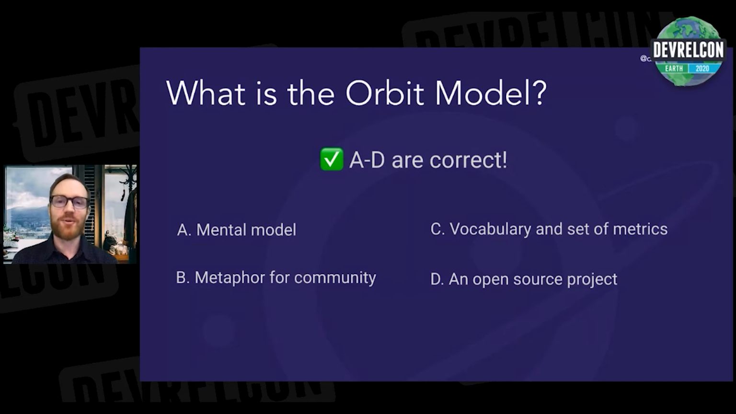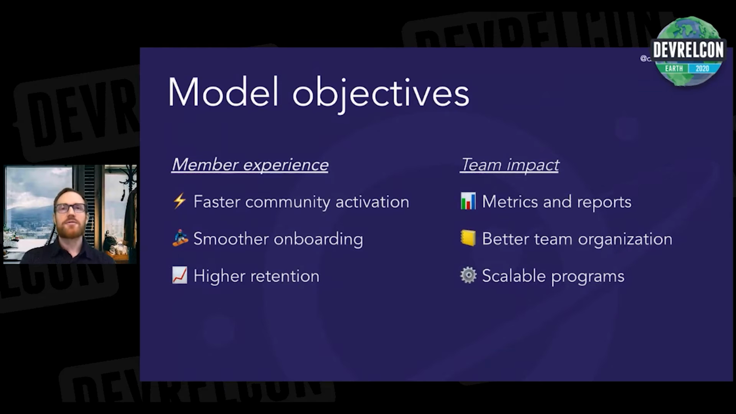So I alluded and hinted at some of these in the introduction. Probably some of you already felt pretty confident about the answers. Yeah, A through D. The orbit model, it's a mental model, a vocabulary, a metaphor, and then, as I mentioned, an open source project. And there's really two things that we're looking to do with the model, two outcomes or objectives that we want. We want to be giving our community members a better member experience that's more intentional, more deliberate, has something for them at every phase, all the way from onboarding to activation to retention.